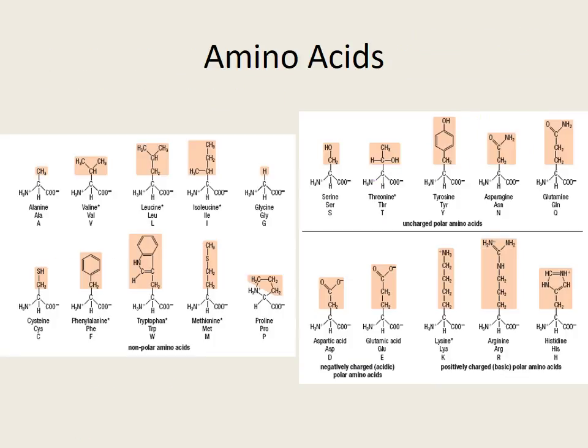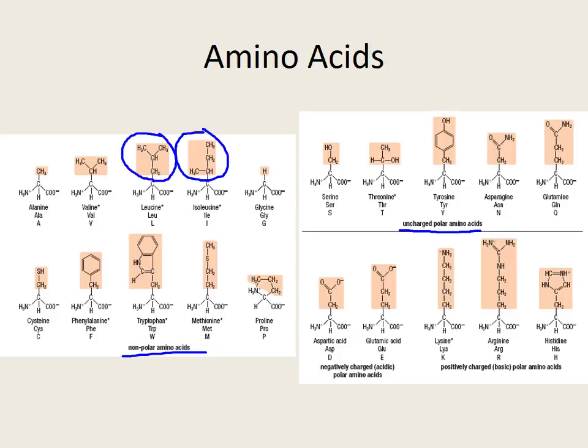These are the 20 different amino acids, and look, each side chain or R group here, that's the highlighted part, is what will give each amino acid different properties. So we see some nonpolar amino acids. Over here, we see uncharged polar amino acids. Then we have polar amino acids, negatively charged, and positively charged polar amino acids.